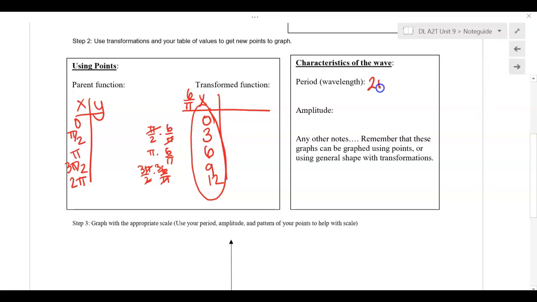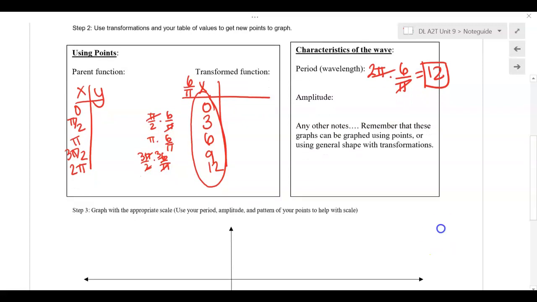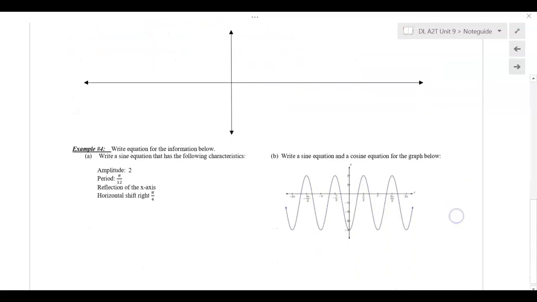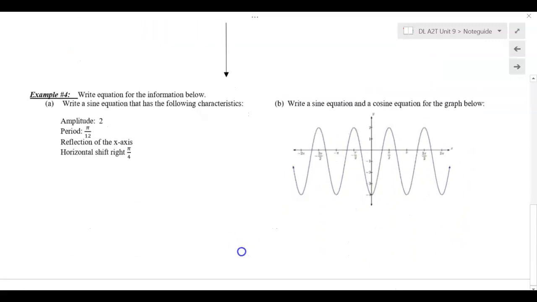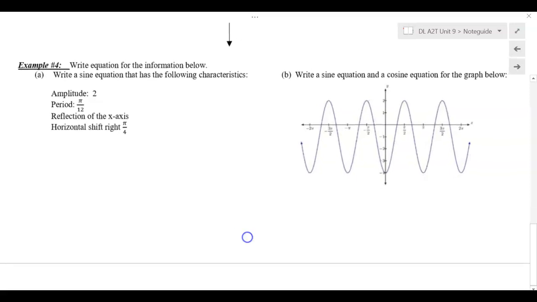And your period would then also be affected by that, and your period here would just be 12 instead of a number that has that pi in it. We just want you to be aware that that can happen, okay? And again, I can put a supplemental video with the answer to that example. So we are going to then talk here about writing equations.